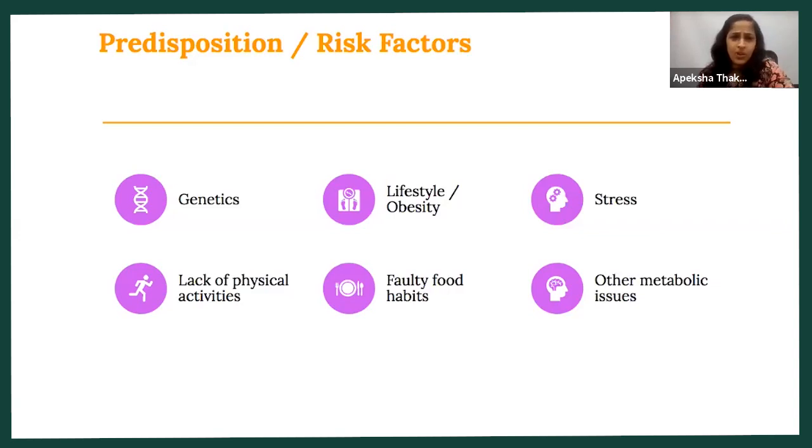And there are other metabolic issues, like PCOS, which is very common in females. Sometimes females are more prone to insulin resistance, which leads to, of course, infertility and other issues as well. So other metabolic factors are also involved in the progression of diabetes mellitus in the body, especially metabolic issues like PCOS.